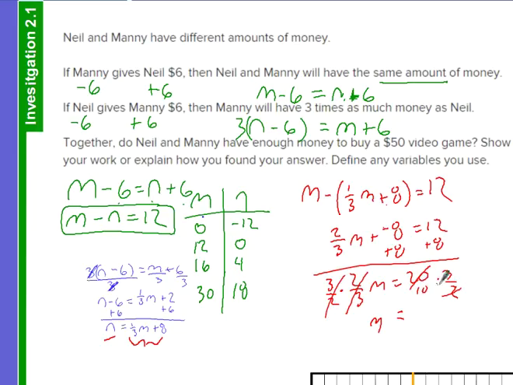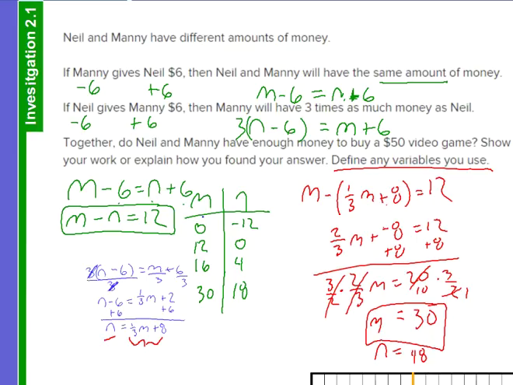So that gives me m on this side because they cancel out. So that's 10, that's 1, 10 times 3 is 30. So now Manny has $30. 30 minus something is 12, 30 minus 18 is 12. So then n is equal to 18. And we have to be careful to make sure we define this. This is called the substitution method because I substituted an expression for a variable.